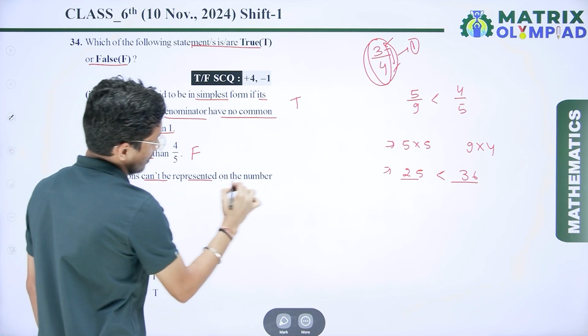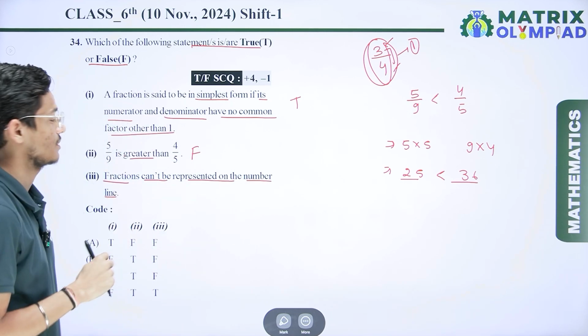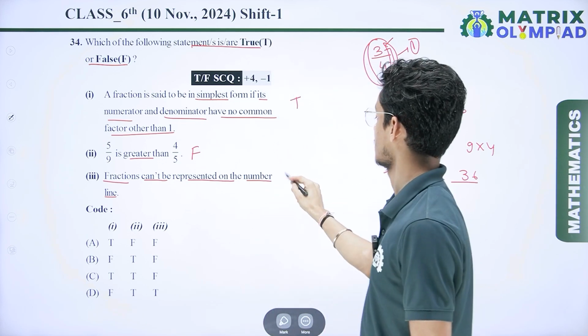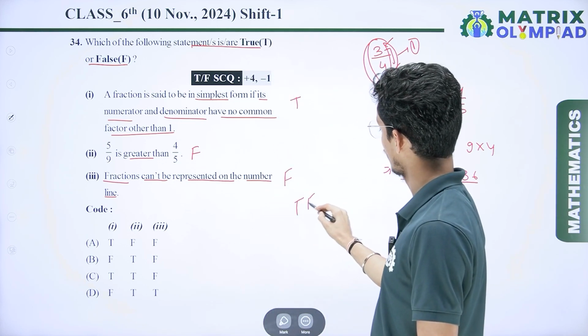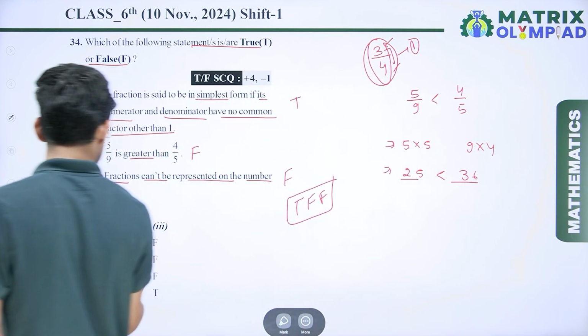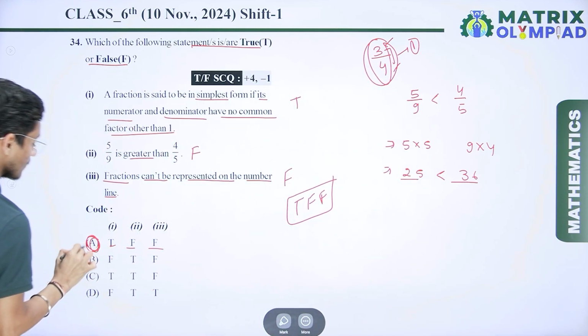Fractions can't be represented on the number line. This one is false. We can represent fractions on the number line, so I can say this one is again false. So true, false, false. So TFF. So here option number A is the correct answer.